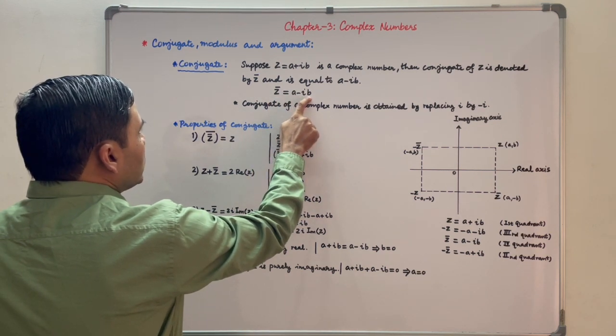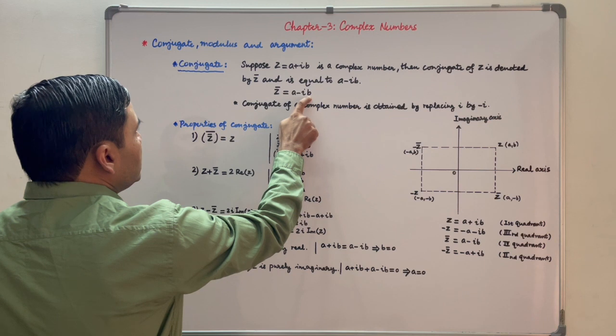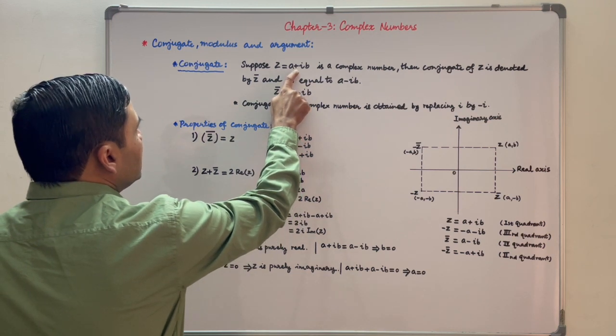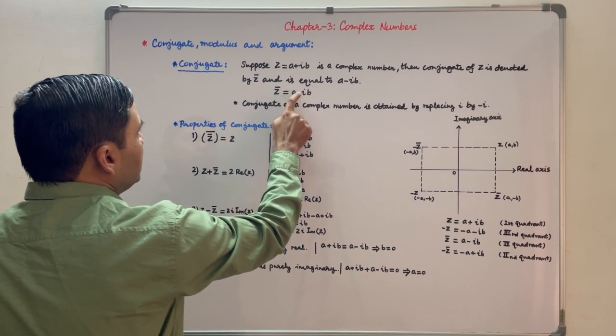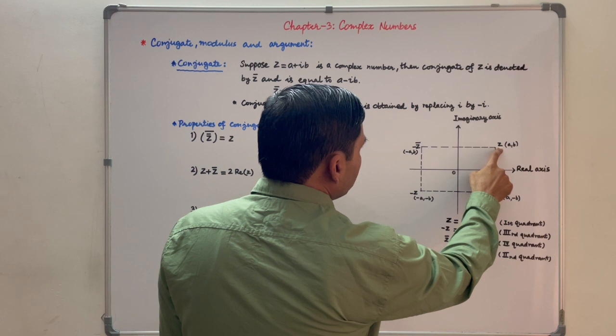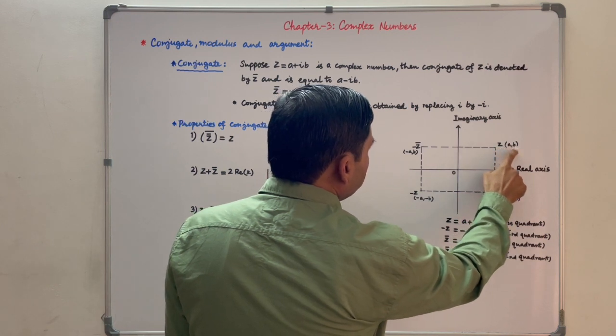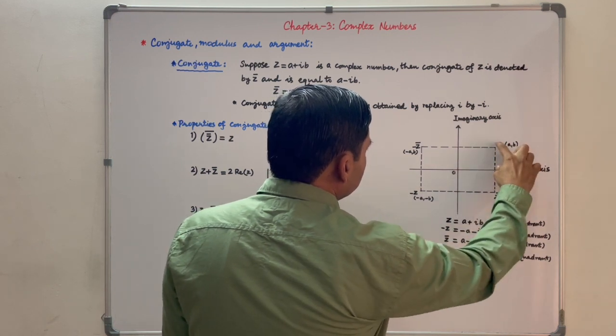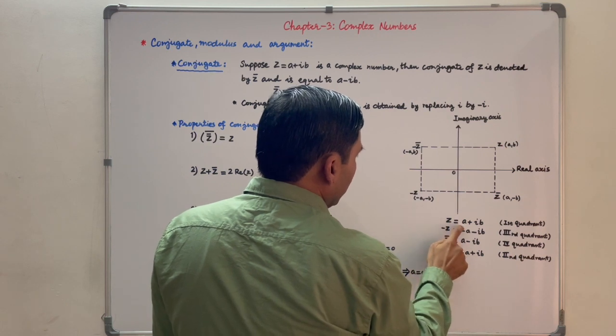To get the conjugate of any complex number, we just need to change the sign in between real and imaginary parts. If it is plus, make it minus. If it is minus, make it plus. Suppose z is a complex number denoted by ordered pair a comma b. This is a and this is b. So z is equal to a plus ib.